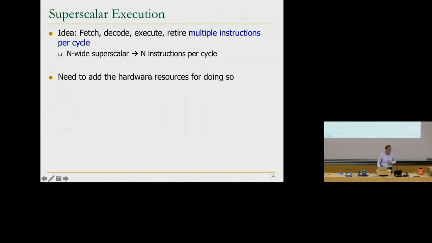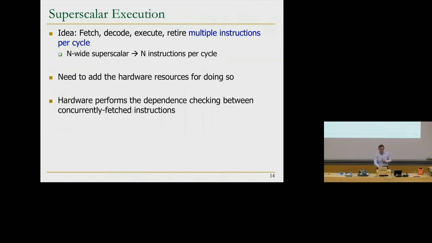So you need to add the hardware resources for doing so, of course. You can think of these as n pipelines operating in parallel. But they're not completely parallel because there are dependencies between the instructions that are fetched at the same time. So we're going to increase the complexity also. Basically, hardware needs to perform dependence checking between concurrently fetched instructions. Whenever you're decoding 4 instructions per cycle, the hardware needs to figure out the dependencies between those instructions, so that even though you've decoded 4 instructions per cycle, one of them needs to wait for the previous one, right?